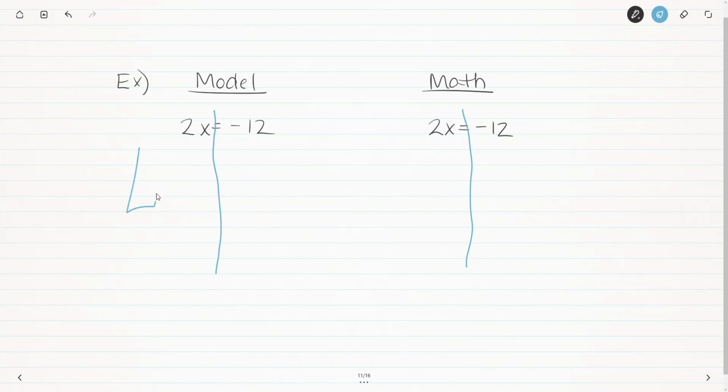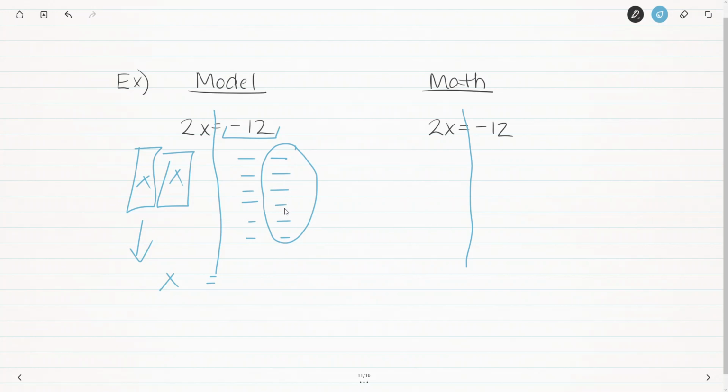2x. So I have 2x's to deal with. And then I have these 12 negatives. So because I have two x's, I'm going to try to break these 12 negatives into two groups. So 1, 2, 3, 4, 5, 6, 7, 8, 9, 10, 11, 12. So if I have only one x, how many are going to be in one group? So that's 1, 2, 3, 4, 5, 6. 6 negatives are in one group.